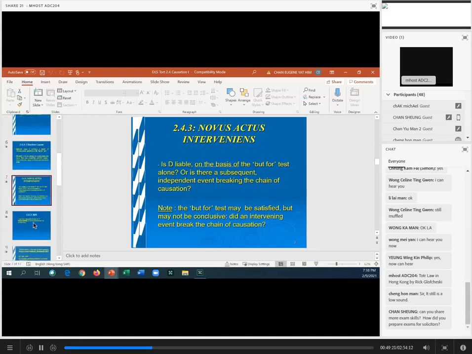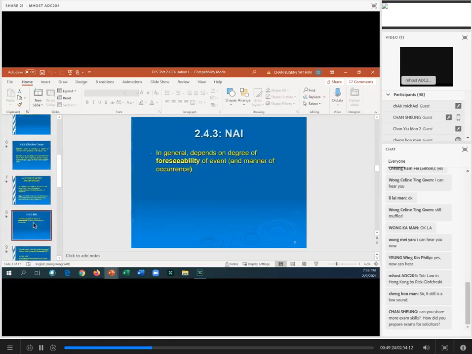Well, they will look at the degree of foreseeability of the second event and also the manner of its occurrence. Now, if the second event was not reasonably foreseeable, that will break the chain of causation. So the second event, the second cause, will become the effective cause. However, if the second event was reasonably foreseeable, then that will not break the chain of causation. The first cause will remain the effective cause. So that's how it works. And in layman's terms, did the second independent event break the chain of causation?